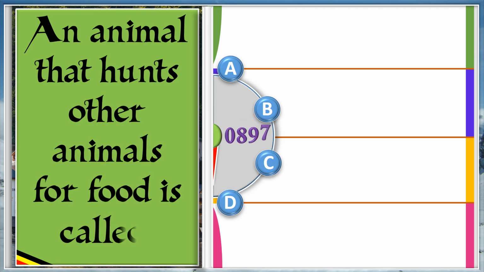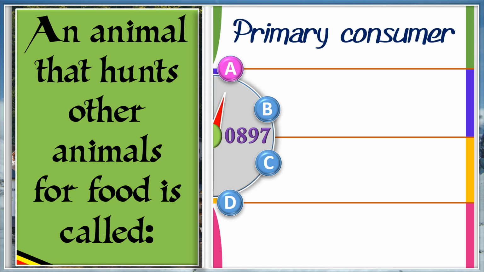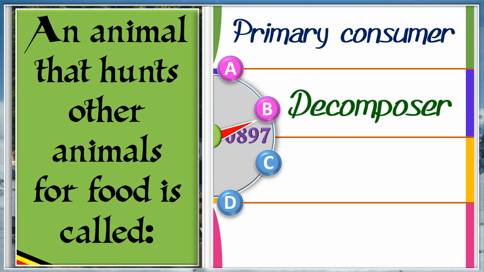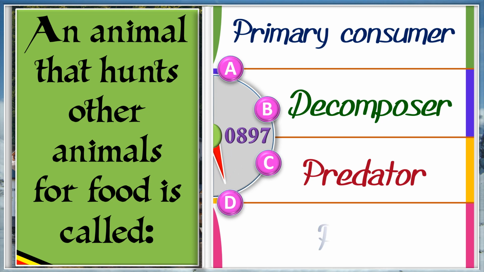An animal that hunts other animals for food is called: A. Primary consumer. B. Decomposer. C. Predator. D. Prey. And the answer is C. Predator.